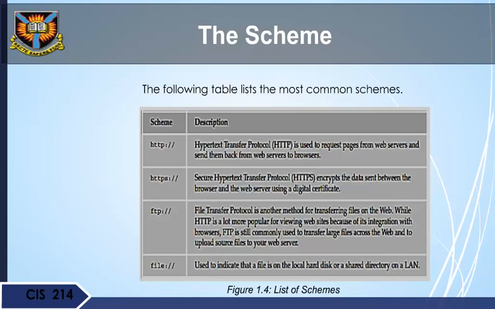The following table lists the most common schemes. Scheme. Description. HTTP://. Hypertext Transfer Protocol. HTTP is used to request pages from web servers and send them back from web servers to browsers. HTTPS is Secure Hypertext Transfer Protocol. HTTPS encrypts the data sent between the browser and the web server using a digital certificate.